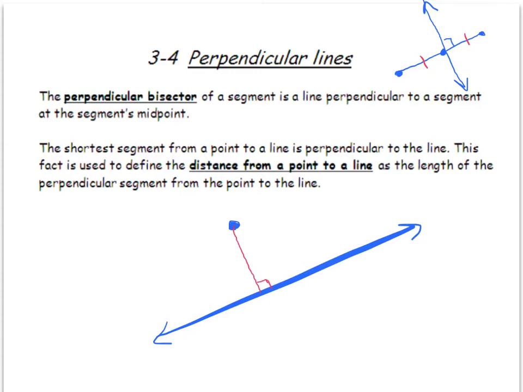And it makes sense because let's talk about it this way. What if I were to try to draw in maybe a line segment over here? This is definitely larger than the one that is perpendicular to the line. And so is this one, and so is this one, and so is this one. So the shortest one only occurs when it is perpendicular to my line.